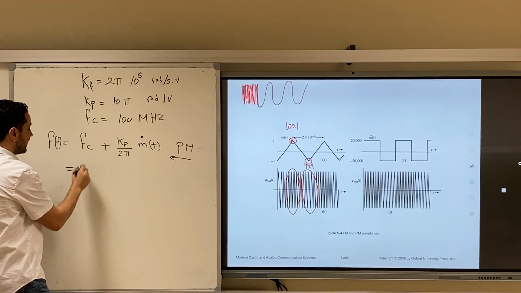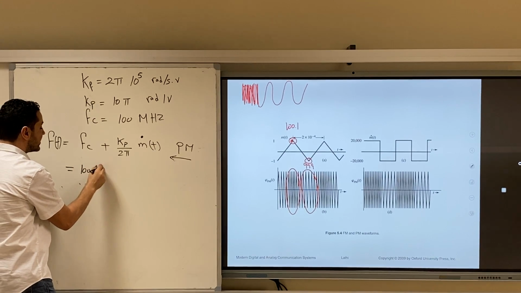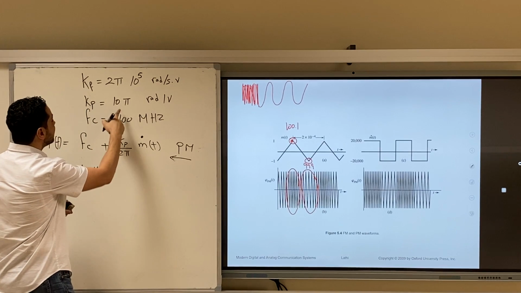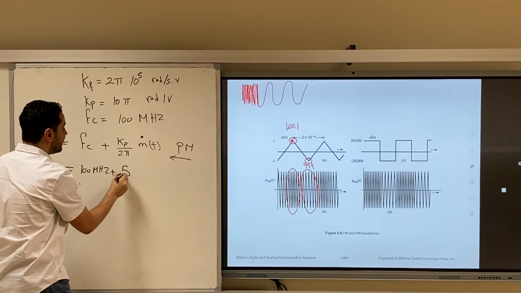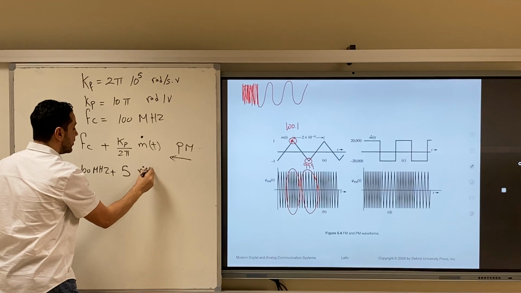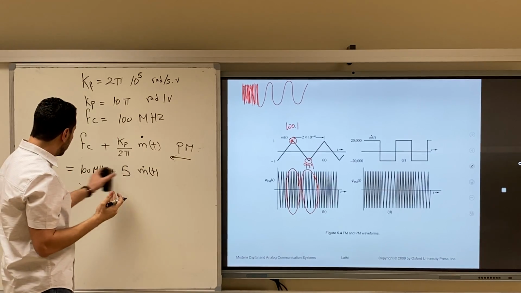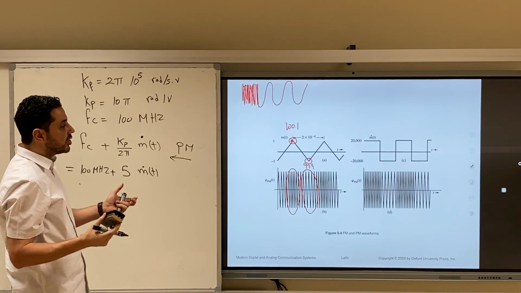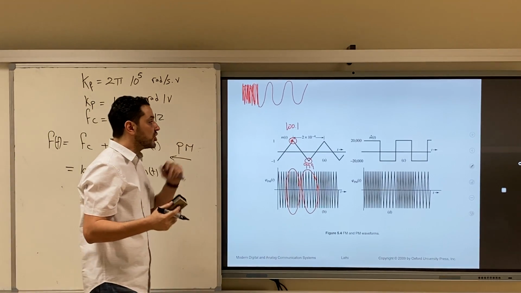So this will be Fc, 100 megahertz, plus Kp over 2 pi. Kp is given as 10 pi over 2 pi, this is 5, multiplied by m dot of t. What is m dot? In order to obtain the values of this expression, we need m dot. M dot is the differentiation of m.